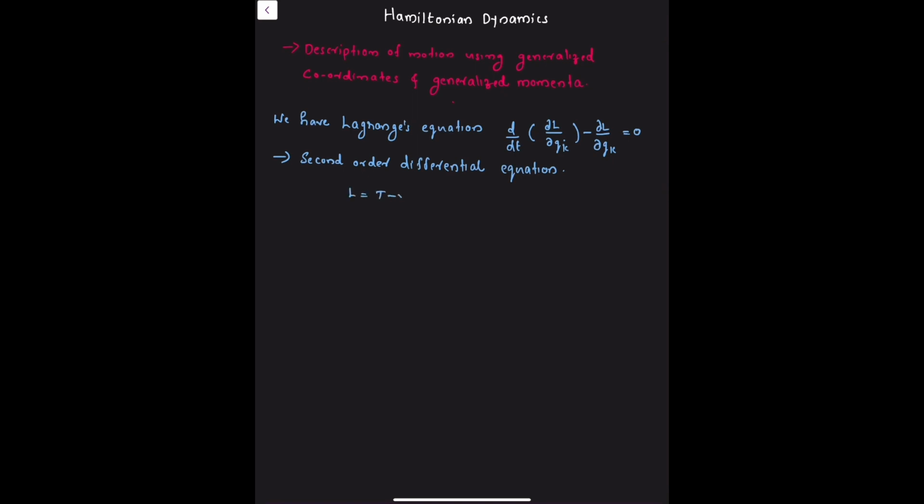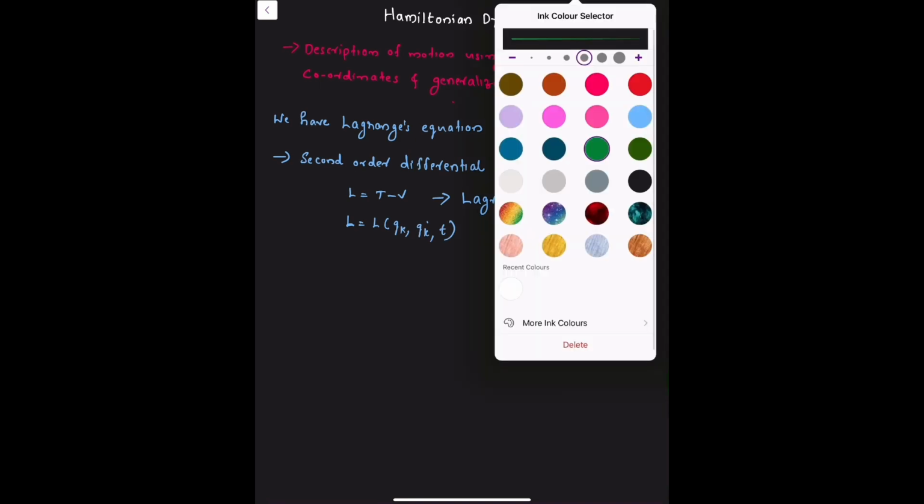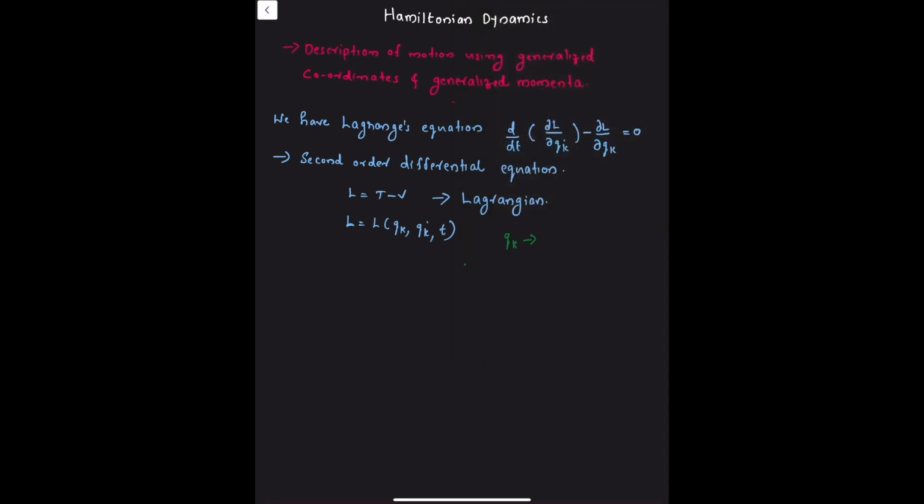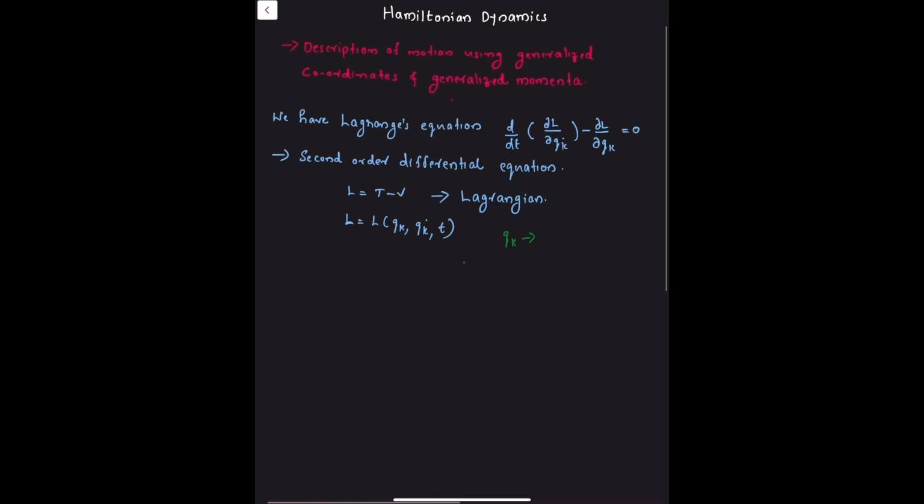Now here L is equal to T minus V. T is the kinetic energy and V is the potential energy. L is equal to T minus V, and we will say L is the Lagrangian. And this Lagrangian L is a function of q k, q k dot and t. That is, Lagrangian is actually a function of the generalized coordinates, generalized velocity and time. q k is the generalized coordinates, q k dot is the generalized velocity.